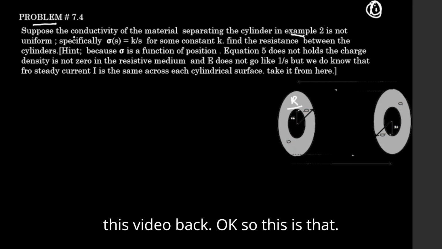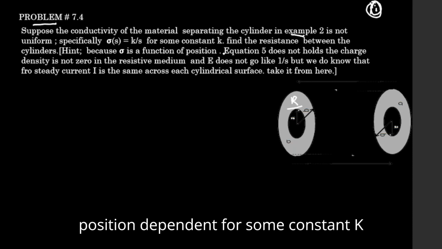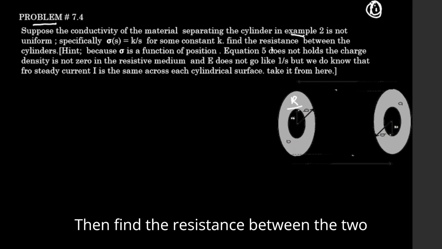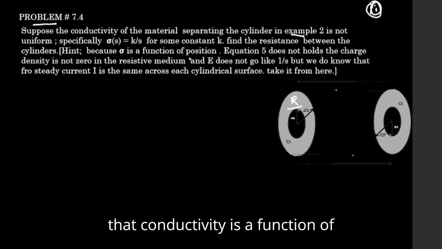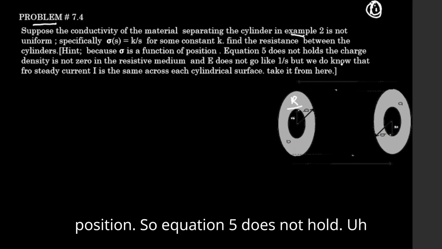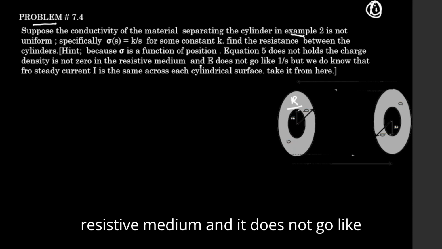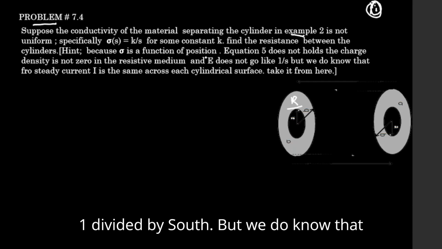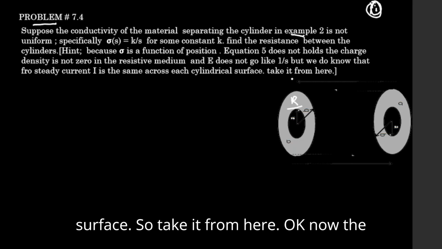So the conductivity is not uniform and is position dependent, sigma equals K divided by S, for some constant K. Then find the resistance between the two cylinders. A hint is also given: conductivity is a function of position, so equation 5 does not hold. The charge density is not zero in the resistive medium, and it does not go like 1 divided by S, but we do know that for steady current, I is the same across each cylindrical surface. So take it from here.